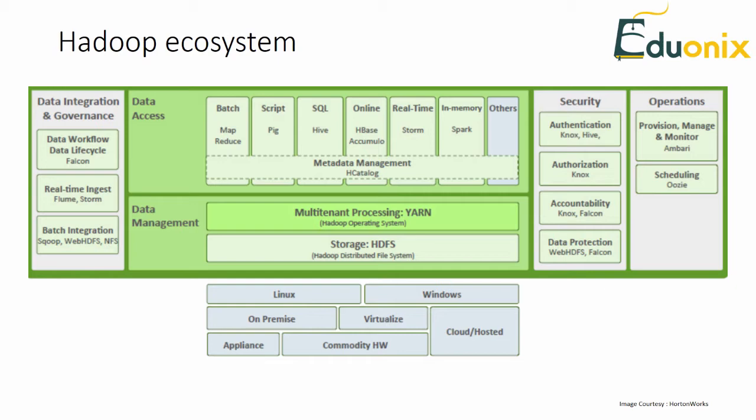Coming to batch processing, Sqoop is a system for bulk data transfer between HDFS and structured data stores such as RDBMS.